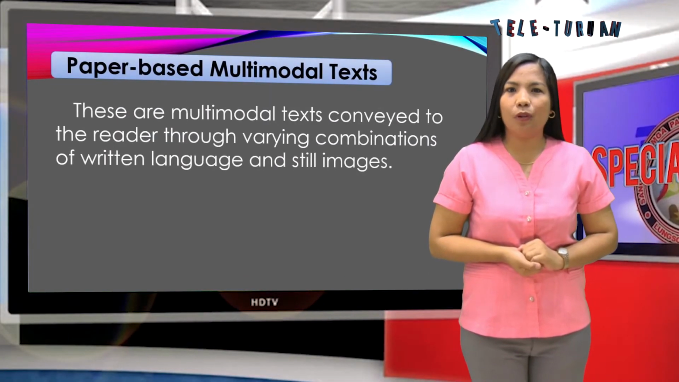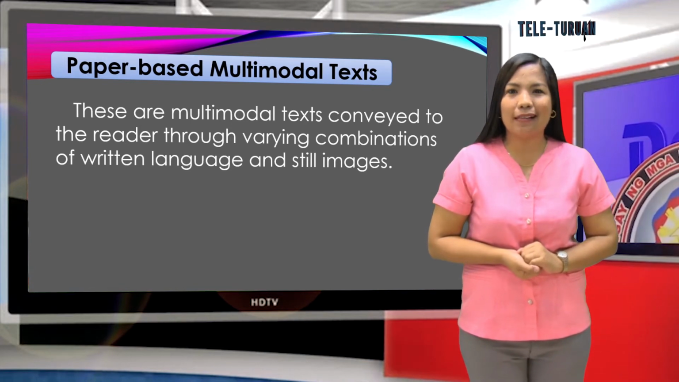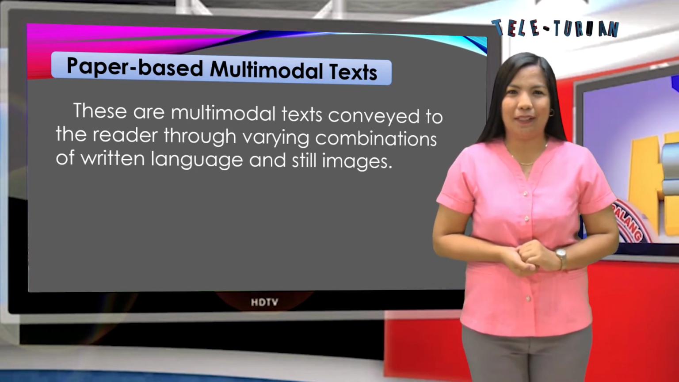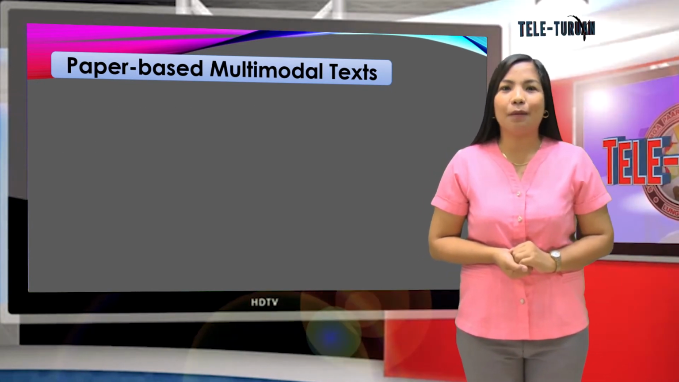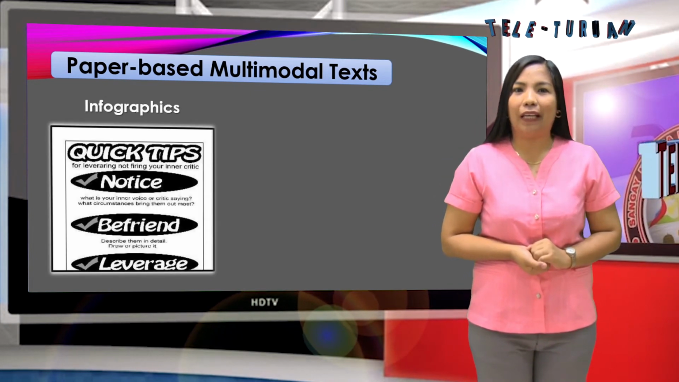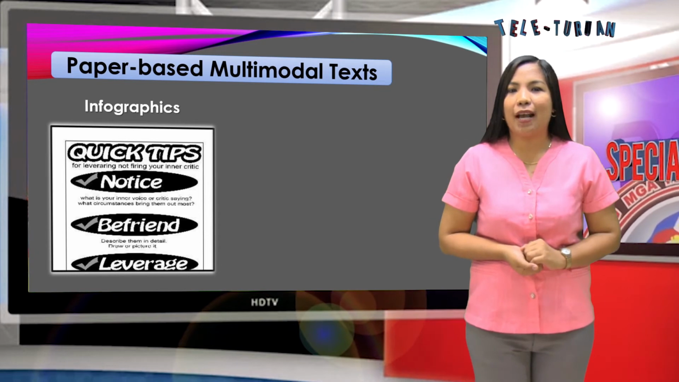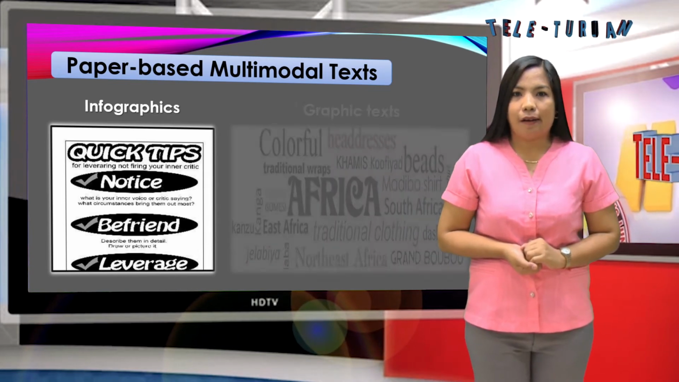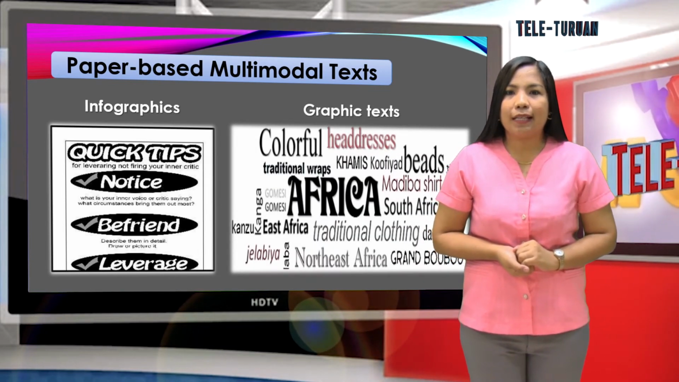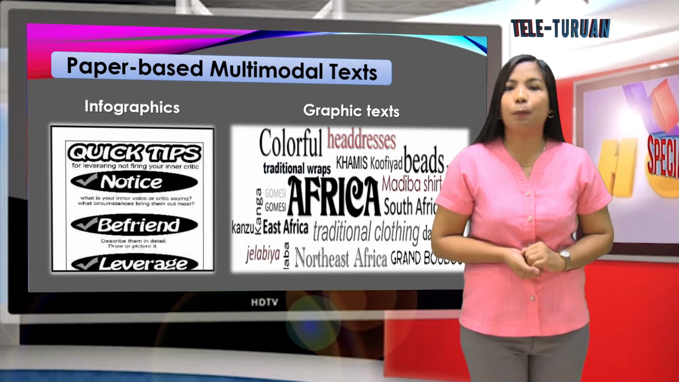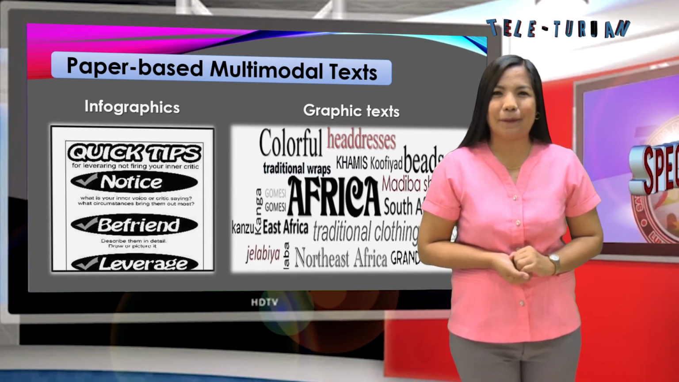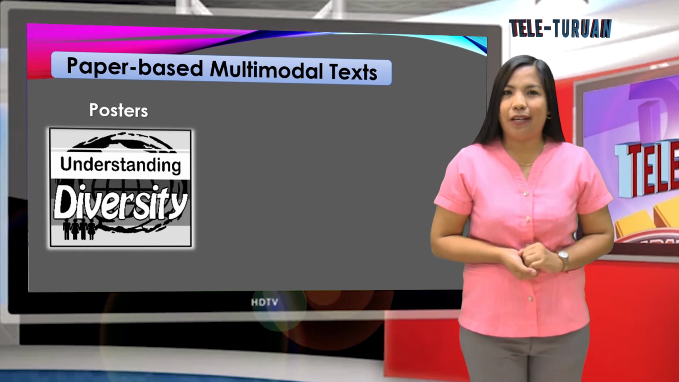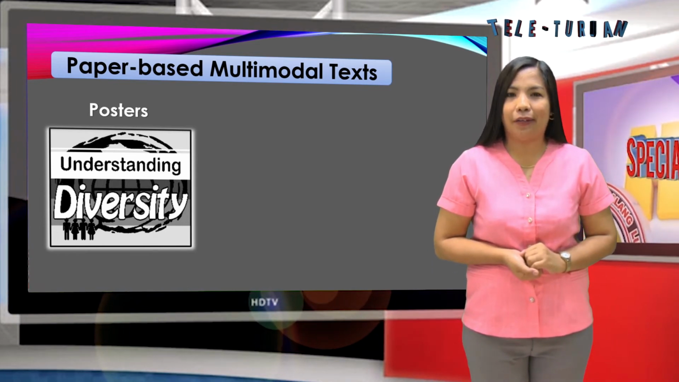Next, we have the paper-based multimodal text. These are multimodal texts conveyed to the reader through varying combination of written language and still images. Here are some examples of paper-based multimodal text. First, we have infographics. It is a collection of images, charts, and data to present a quick and clear information. Second, we have graphic text. Graphic text present information and data with the use of words in diagrams and drawings. Third, we have posters. These are large printed pictures or a notice that is used for advertising or decoration.